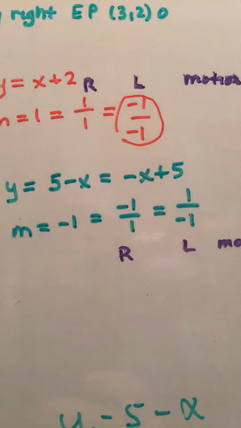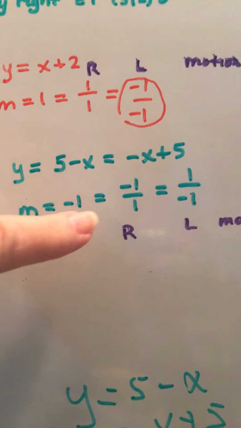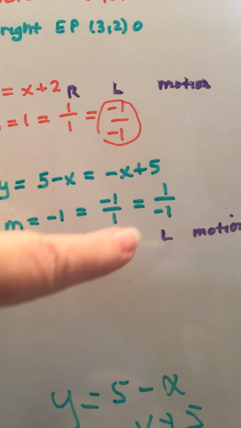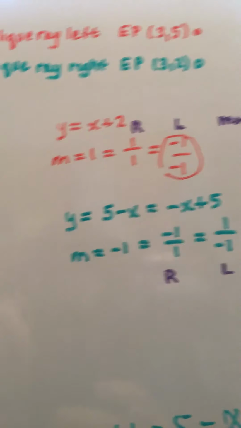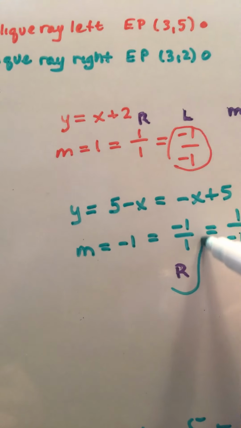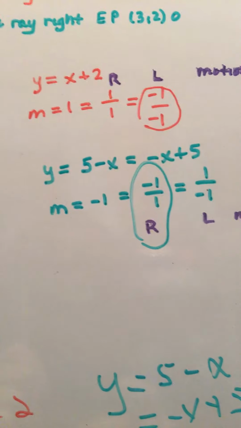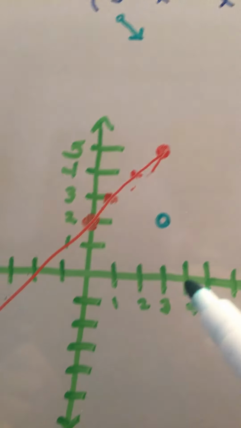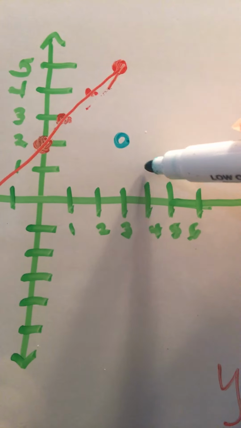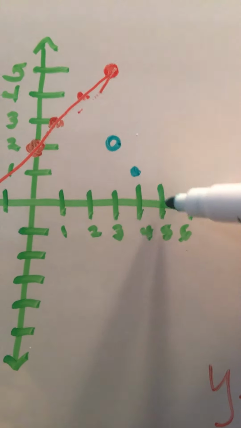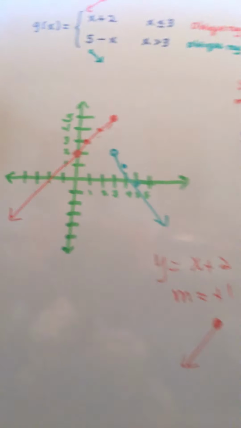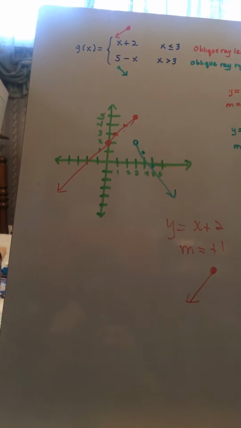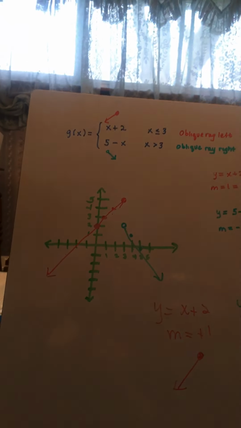So the second half, I saw that the slope is negative 1, so that's negative 1 over 1, or 1 over negative 1. Which portion is this one? It's the right one. So I'm going to do the slope this way. And so now I go down 1, left 1, down 1, right 1, down 1, right 1. And so there's my sloppy rendition of what my graph would look like. Notice it matches the sketches I have up here.